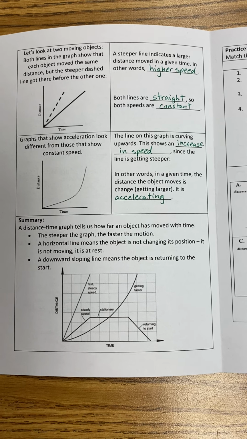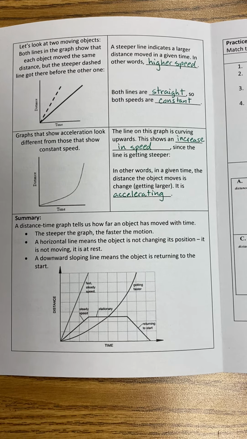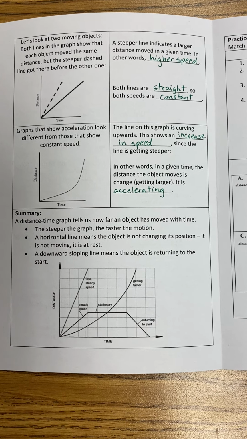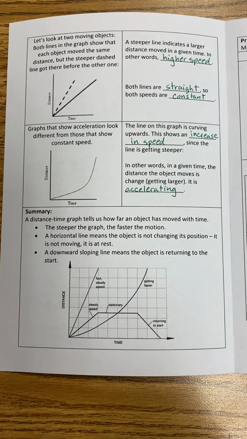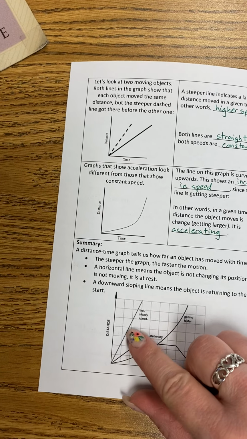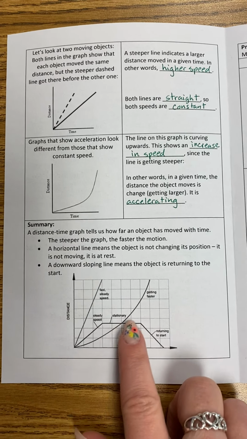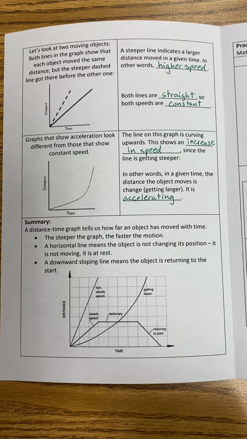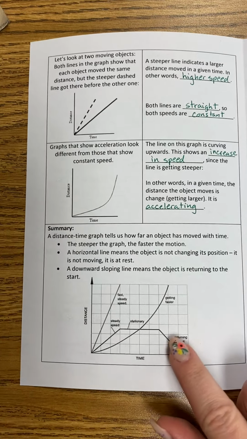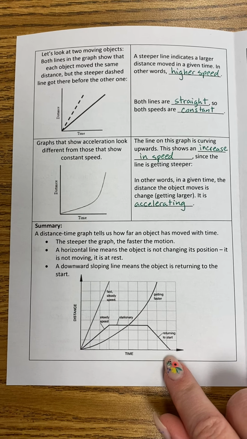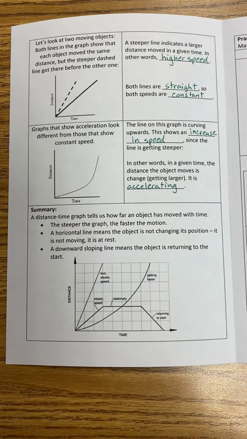so it says it's accelerating. So I've given you a summary that says a distance time graph tells us how far an object has moved with time. The steeper the graph, the faster the motion. So right here you can see this is a very steep graph, so it's moving fast. A horizontal line, which you can see right here, says stationary, means the object is not changing its position. It is not moving. It is at rest. And then a downward sloping line on a distance time graph means that the object is returning to the start.